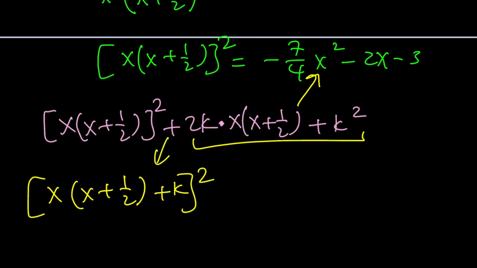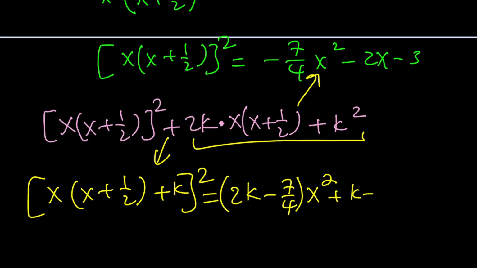From here, take a look at that. Take a good look. And the right-hand side is going to be super messy, like I said, 2k x squared and then minus 7/4 x squared. That's the x squared. And then we're going to have a kx, and then there's a 2x, so it's going to be like k minus 2x. And then we have k squared minus 3 as the constant term.